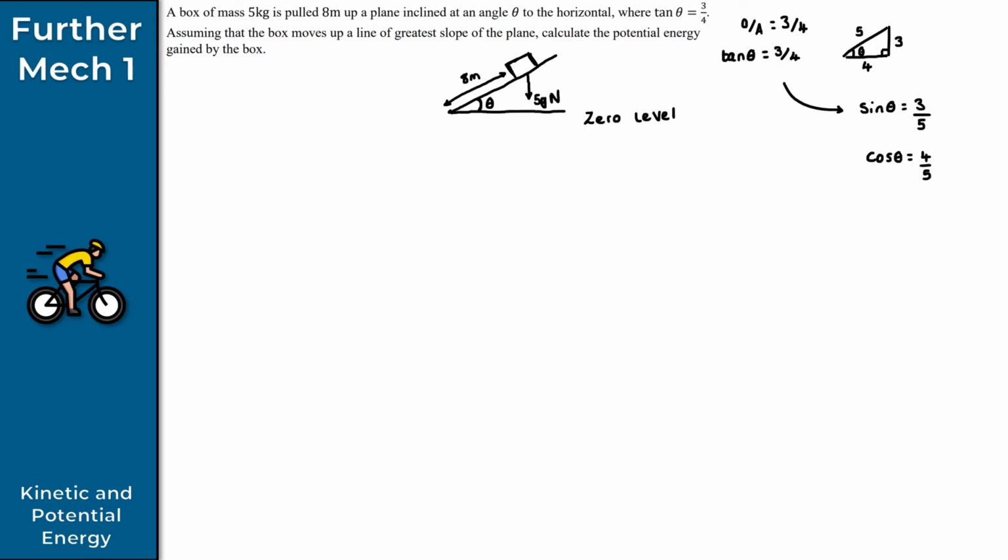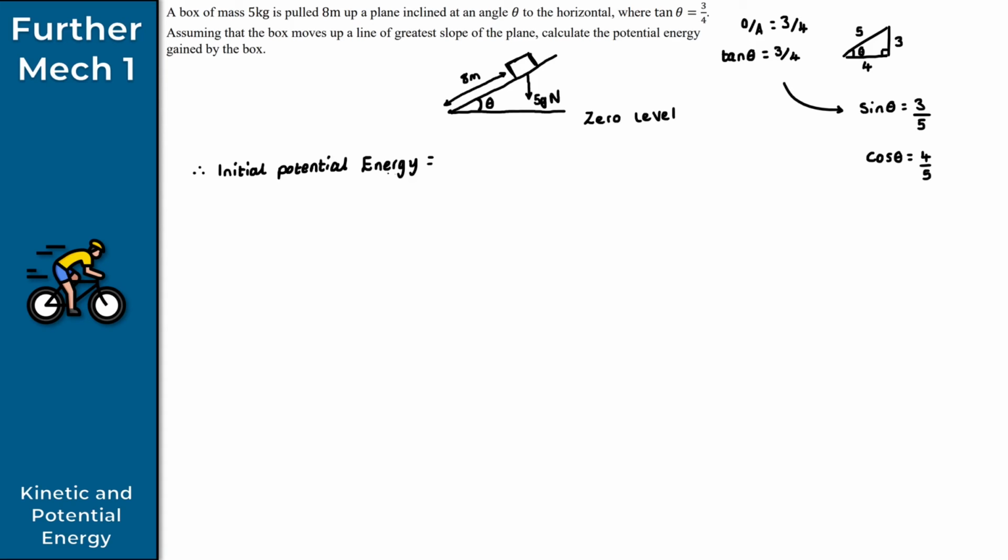Well, what I'm looking at here then is potential energy, right? So I'm going to consider this in 2 stages. I've got the initial potential energy and also the final potential energy. Now for the initial potential energy, this would simply be 0, because the starting point here is my 0 level.